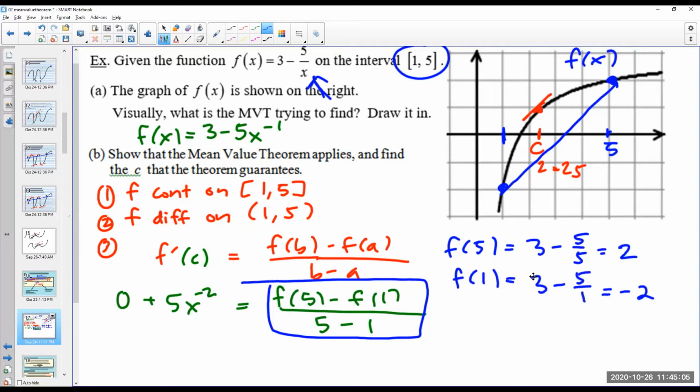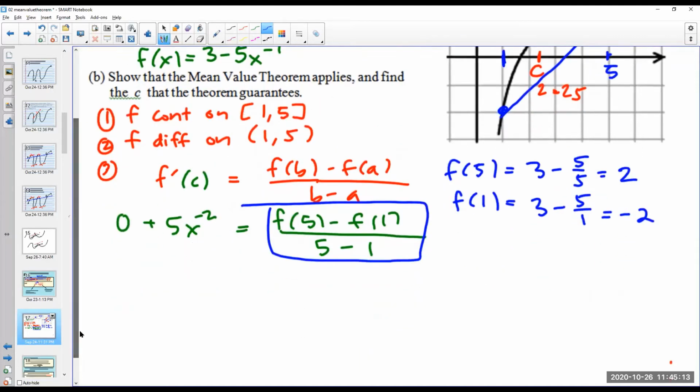Okay, so I get 3, wait, is that even right? 3 minus 5? Yeah, that's right, it's negative 2. Okay, so now I have f of 1 and f of 5. I'm going to plug in on this side. So this is f of 5, which is 2, minus f of 1, which is negative 2. Be careful of these negatives. 5 minus 1 is 4. So what I get is 4 over 4.